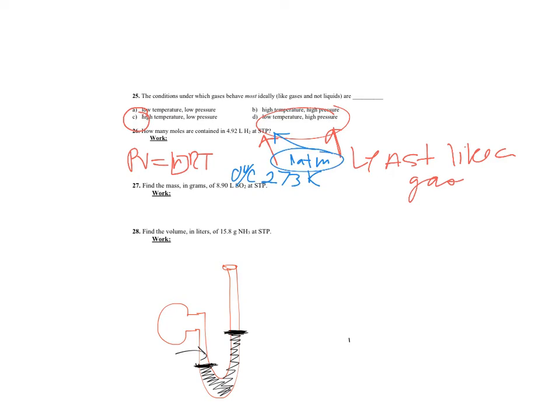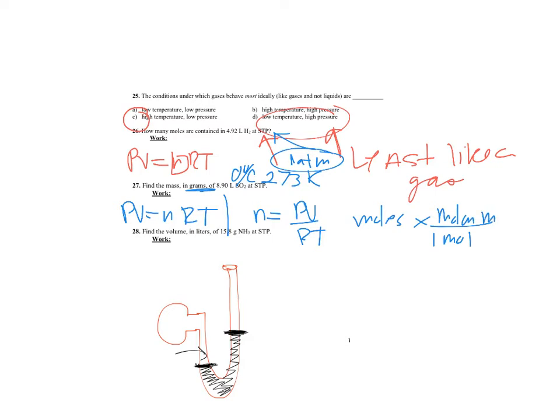All right, on 27, they want the answer in grams. So you have to solve for moles, PV equals nRT. You have to first solve for moles, n equals PV over RT. And then once you get the moles, you have to turn the moles into grams by multiplying times the molar mass over 1 mole. And again, the key has the solution worked out.